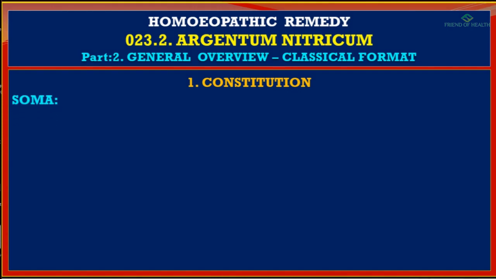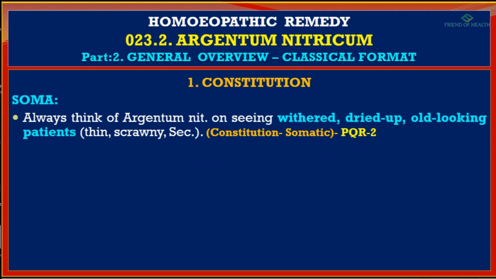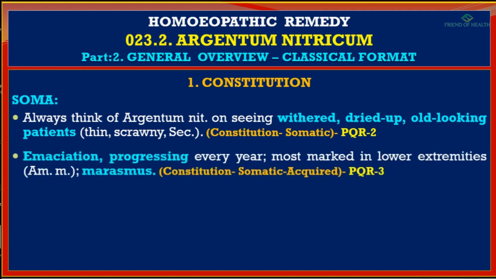Number 1 is the constitution, soma, physical aspect. Always think about Argentum nitricum on seeing a withered, dried up, old-looking patient, thin, scrawny. In the PQR, what we have seen is emaciation, progressive every year, most marked in the lower extremities. We have similar remedies, Ammonium mur, where marasmus you can find, but marasmus is in children. But an elderly person who is losing weight, an emaciated elderly person, is cachectic.